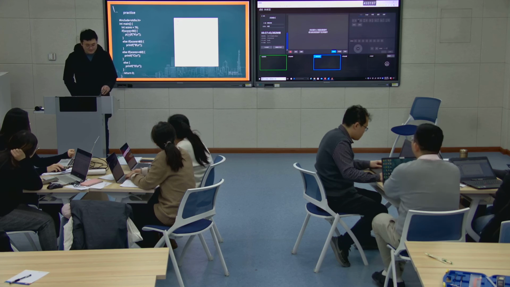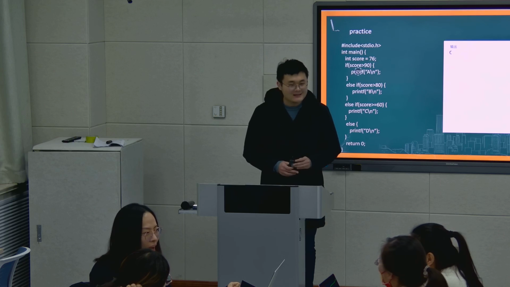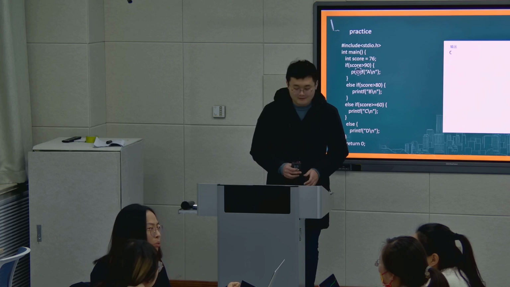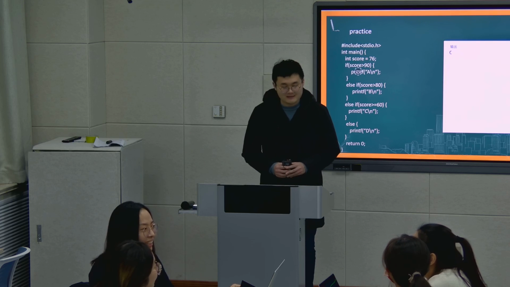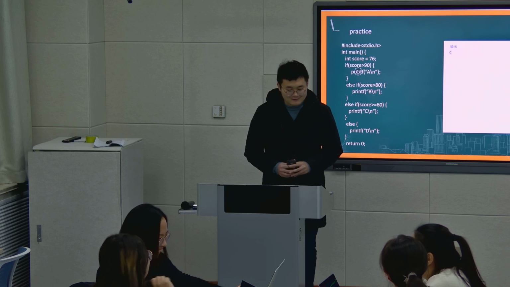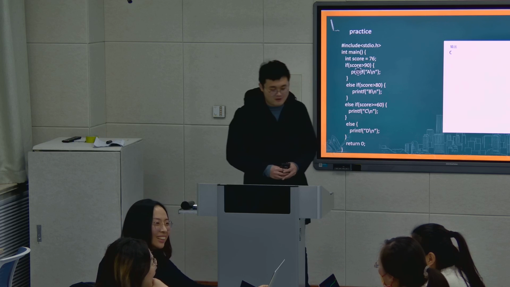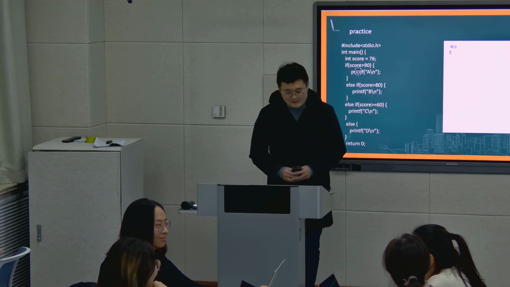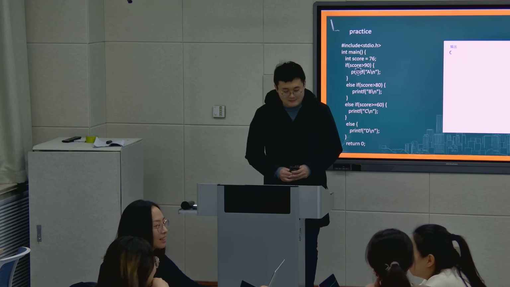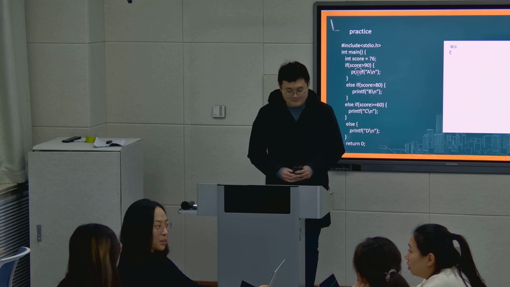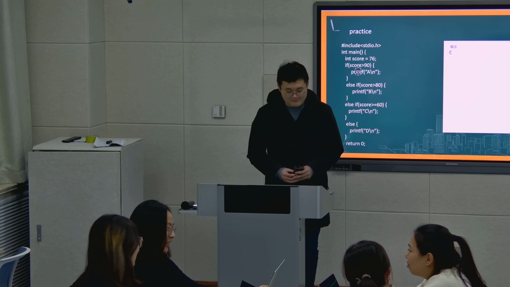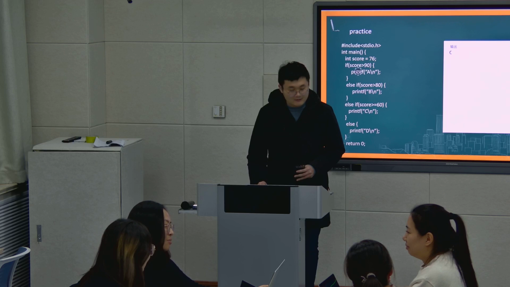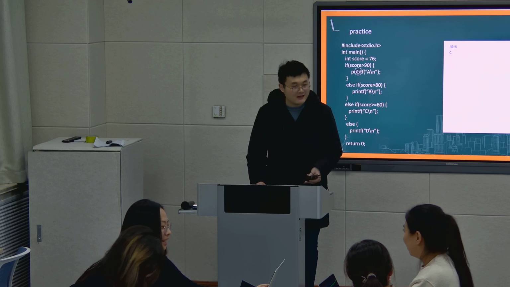So let's see the program. We define a variable score equals 76. Right? And the output is C, right? So you can see the program. If the score is bigger than 90, printf A. Else if the score is bigger than 80, printf B. Else if the score is bigger than 60, printf C. Or else printf D, right?